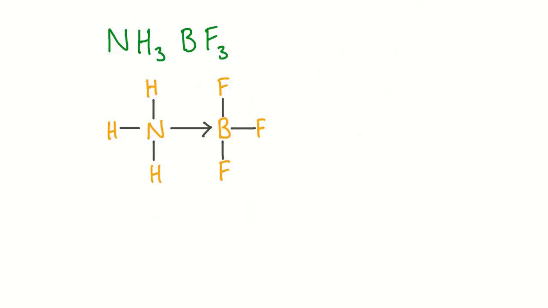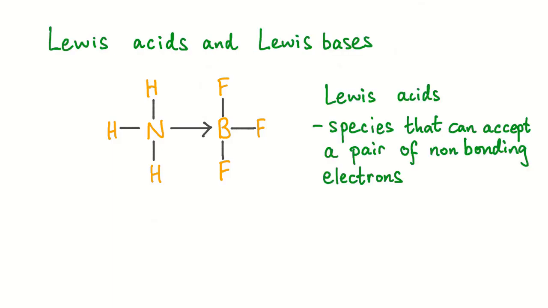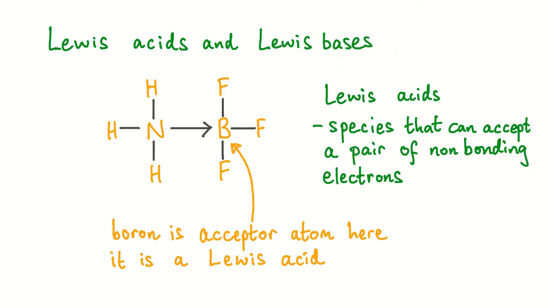Using a displayed formula for this molecule, an arrow from the nitrogen atom to the boron atom is used to show the coordinate covalent bond. Lewis acids are defined as species that can accept a pair of non-bonding electrons or a lone pair of electrons. In all of the examples of coordinate covalent bonding that we have seen so far, the acceptor atoms in the bond could be described as Lewis acids.